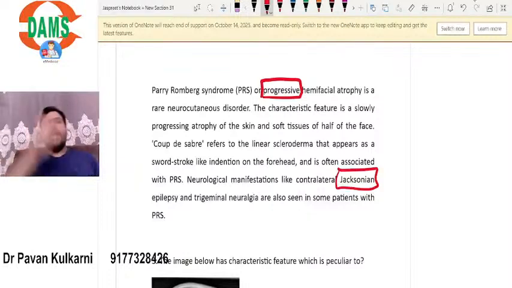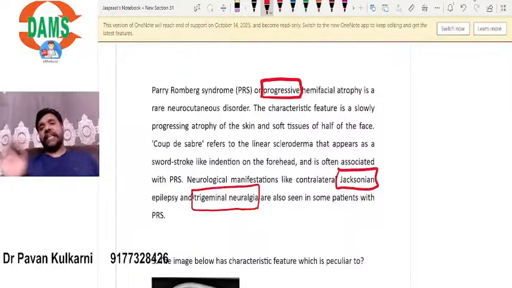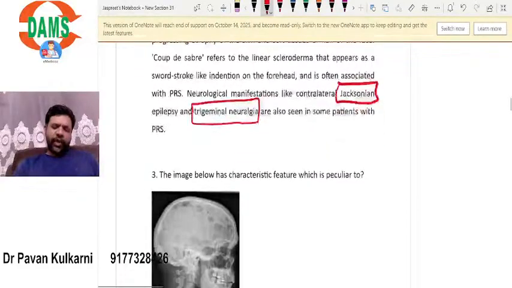Parry-Romberg patients also will have linear depression on the forehead, but Parry-Romberg patients will have Jacksonian epilepsy, as well as trigeminal neuralgia, which you don't see in case of scleroderma. Okay, this is the point you have to remember, all of you. Okay, next, moving on to the third question.